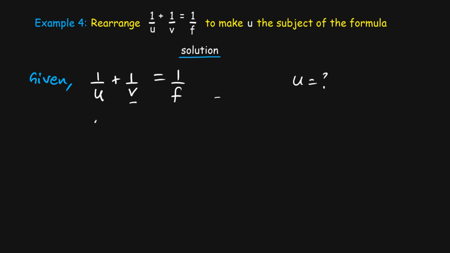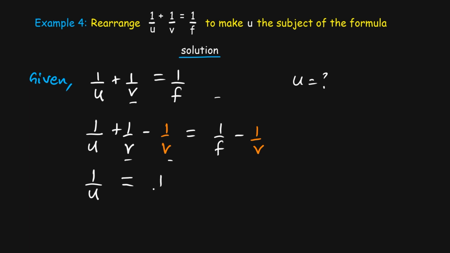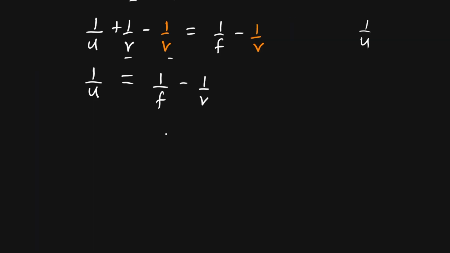So this will become 1 out of u plus 1 out of v minus 1 out of v, and this equals 1 out of f minus 1 out of v. This cancels with this, positive and negative. Now we have 1 out of u equals 1 out of f minus 1 out of v. But from our problem, we are tasked to make u the subject of the formula, not 1 out of u. And to do so, let's first obtain the LCM of these variables on the right hand side.